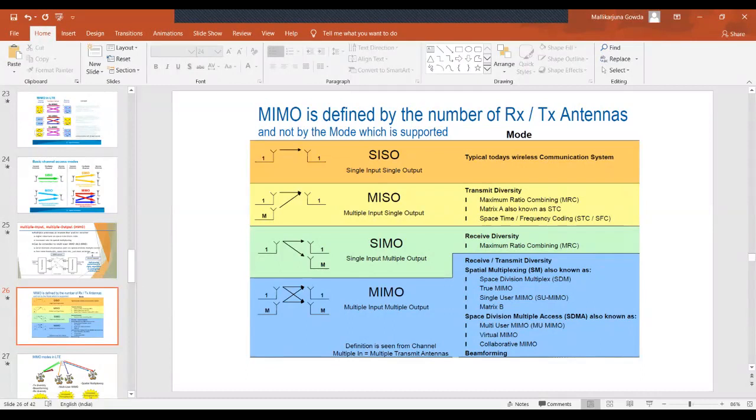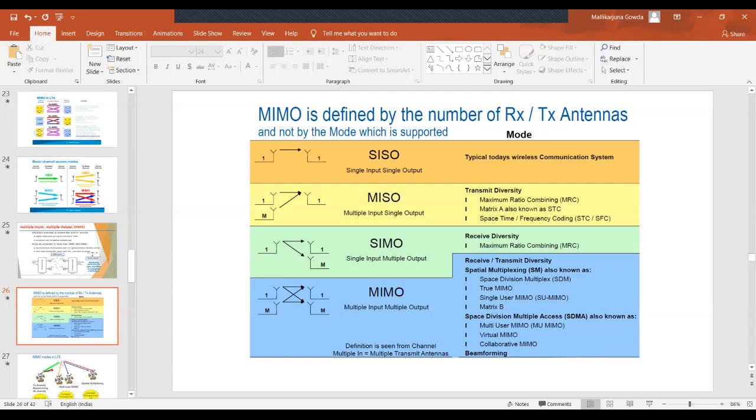The next one is SIMO. SIMO means single input, multiple output. This is receive diversity, meaning one antenna at the transmitter side and multiple antennas at the receiver side. And MIMO is multiple antennas at the transmitter side and multiple antennas at the receiver side. So in MISO, I get transmit diversity. In SIMO, I get receive diversity. In MIMO, it is possible to get both transmit and receive diversity.